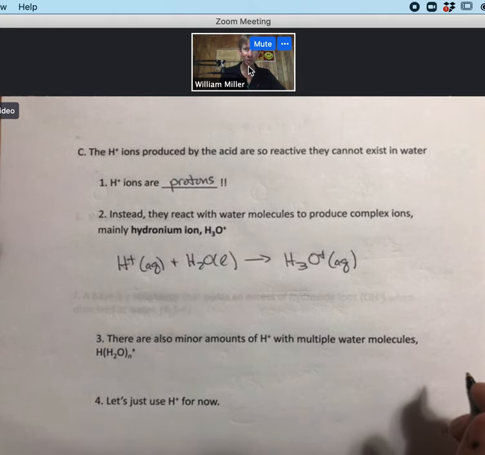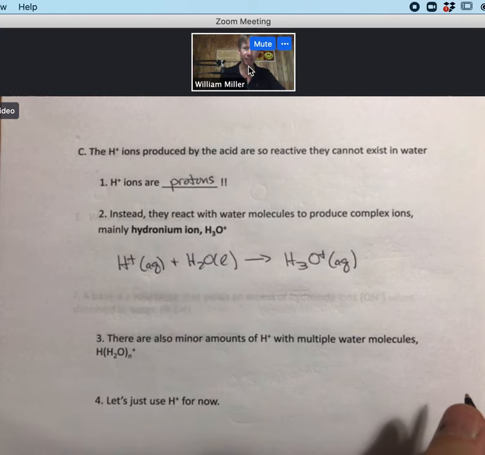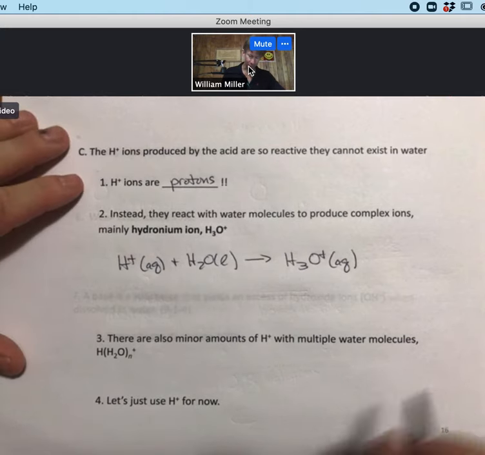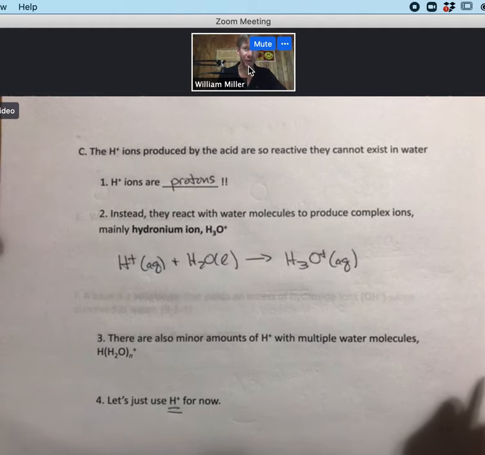However, in this course, things are simple. And in biology courses, things are simple. They refer to the H plus ion. We will refer to the H plus ion as well throughout this course. So we'll just use H plus. We'll know that things get more complicated, but they don't have to for us.